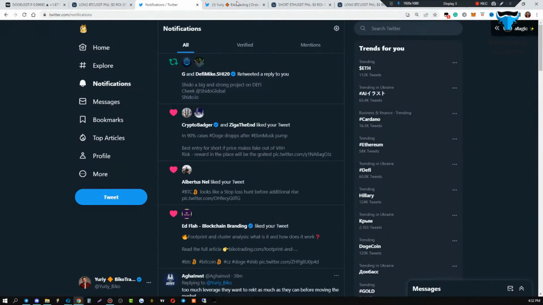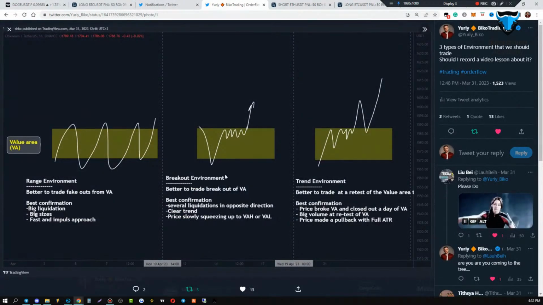Okay, let's go to the breakout environment. What's a breakout environment? It is.